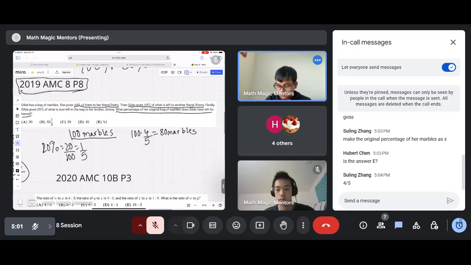Then Gilda gives away 10% of what is left to another friend, Ebony, right? So Ebony gets 10% of whatever is left. So if Gilda gives away 10% of what's left, how much does Gilda have at the end of this process? So she starts out with 100. She gives away 20% to her friend Pedro, that means that she has 80 marbles right now because 20% is a fifth, and she gives away a fifth, so she has four fifths.